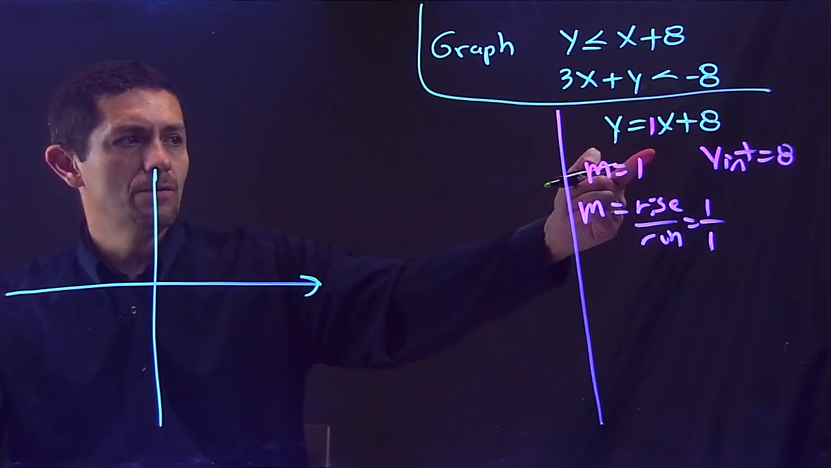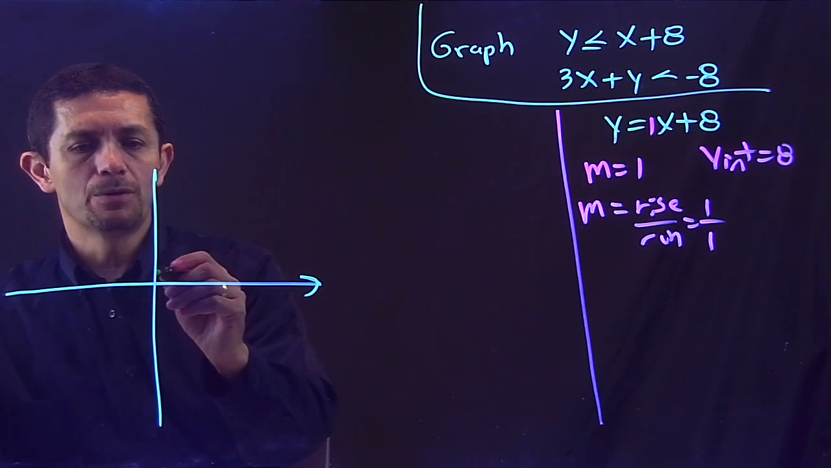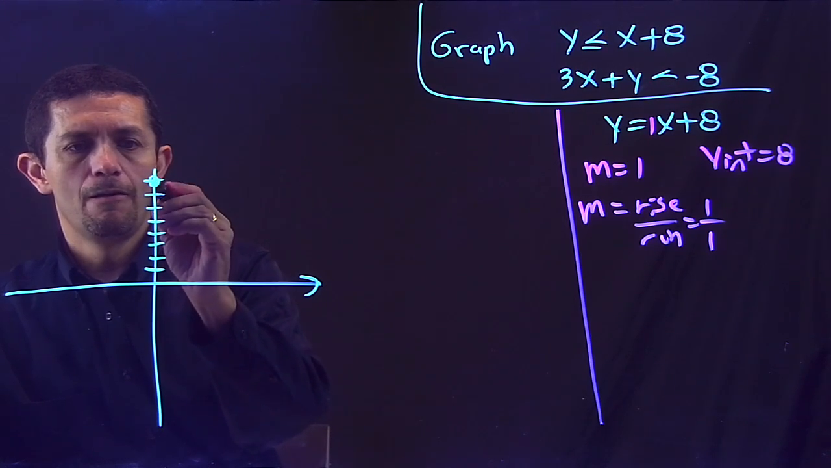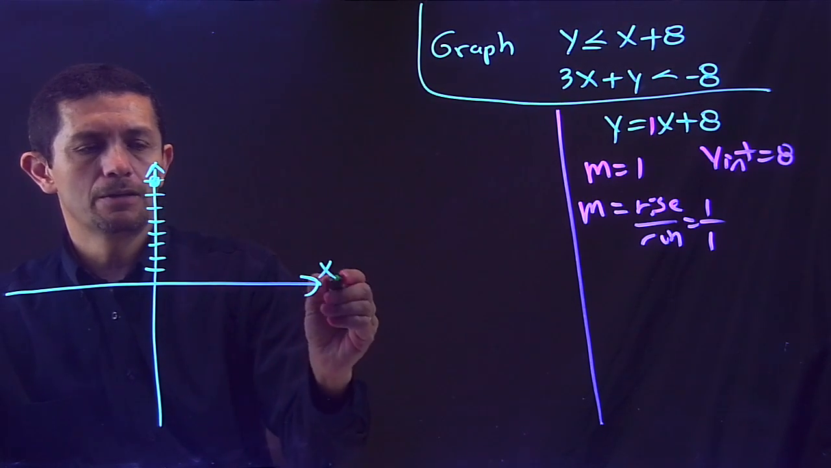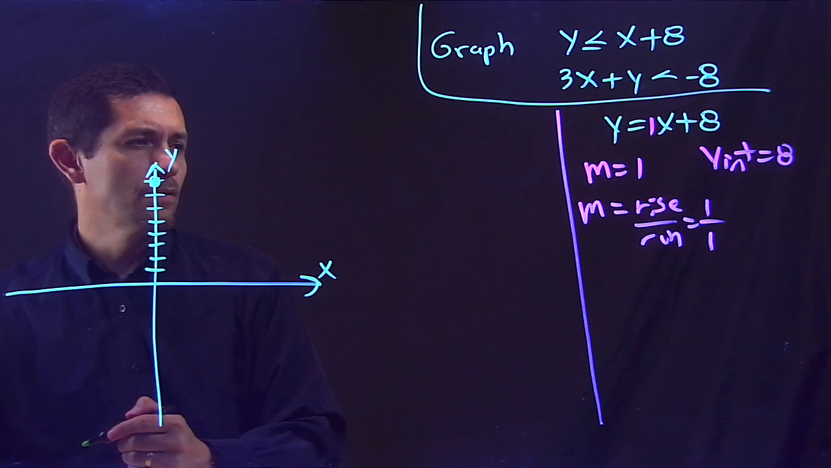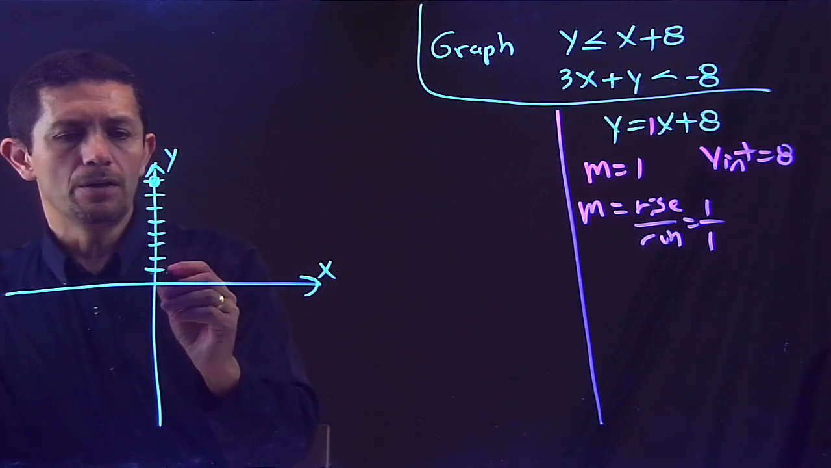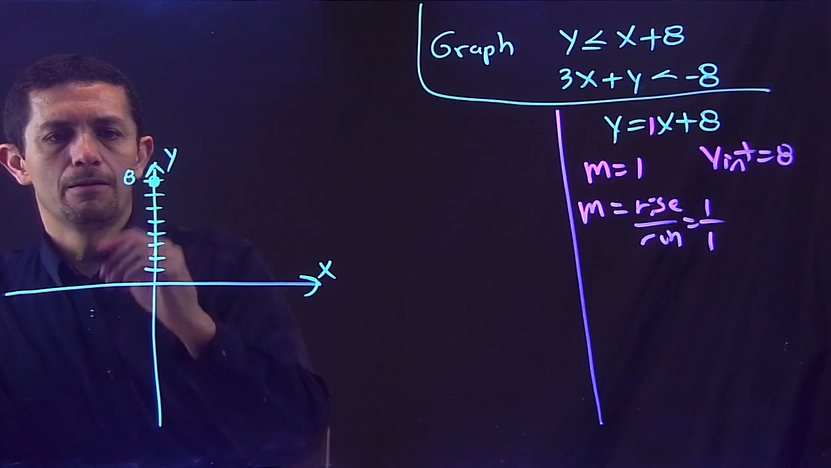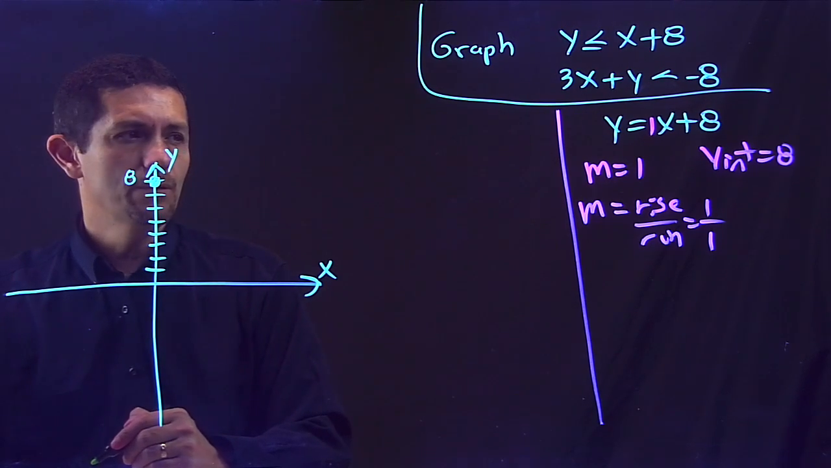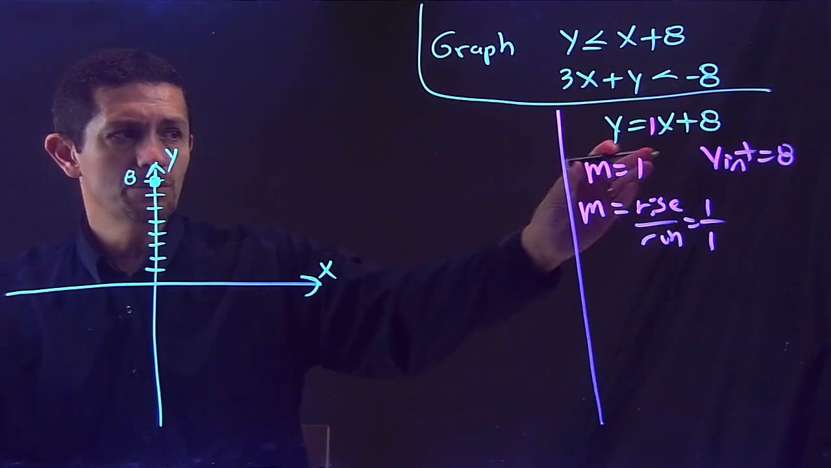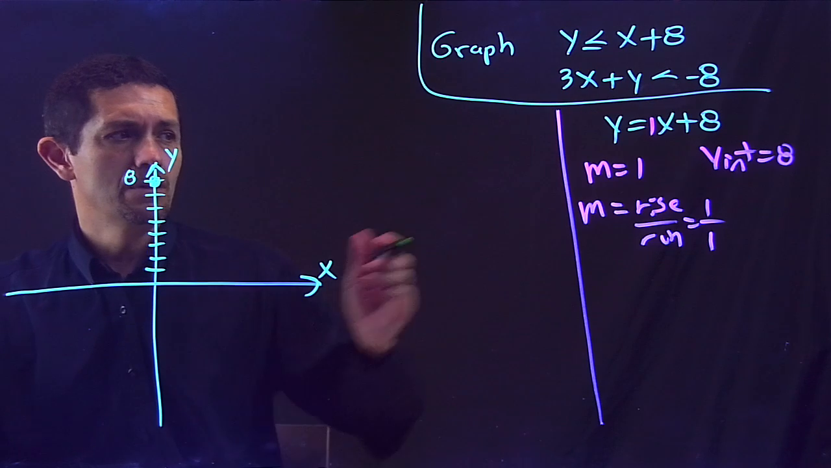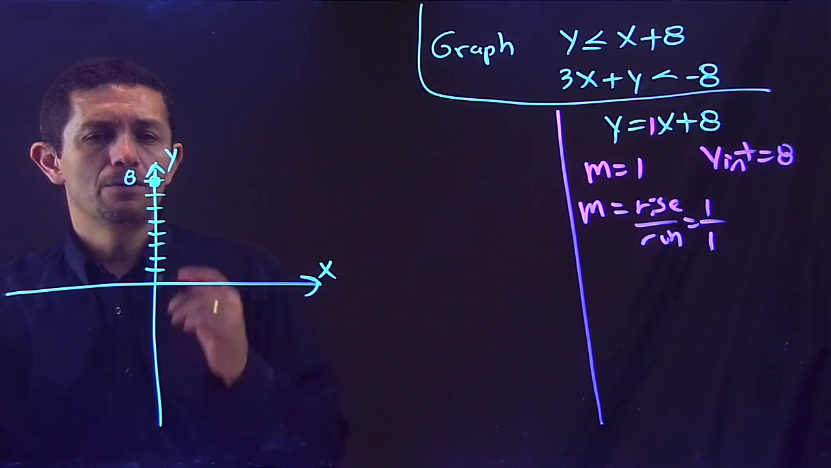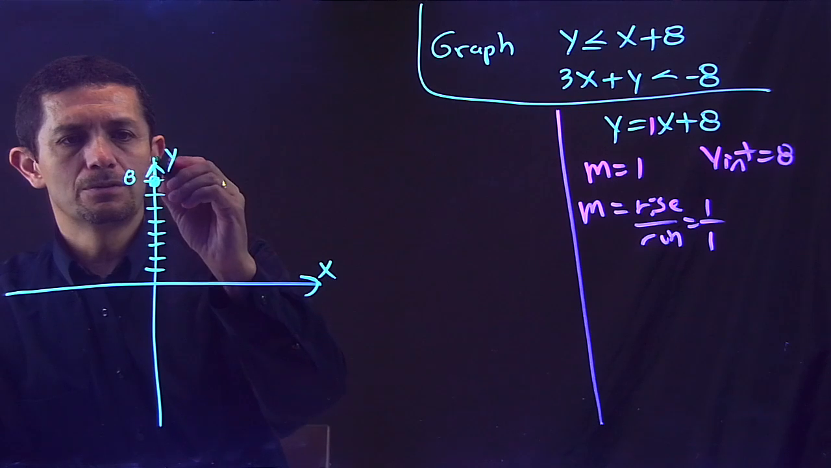Now I see the y-intercept is equal to 8, so I'm going to go 1, 2, 3, 4, 5, 6, 7, 8. This is x and this is y. The y-intercept is equal to 8. When you graph in slope-intercept form, that's the first step: the y-intercept. Then I take my slope, rise over run.